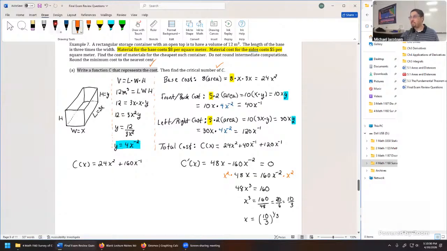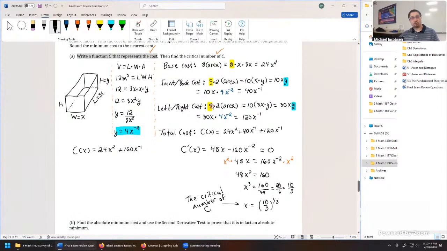We've got the critical number of C. So let's just indicate that this is the critical number of the cost function. You don't necessarily have to say that, but I think that helps organize our thoughts. So we have a cost function here. And one thing we could say is, don't forget that it has a domain. X is bigger than 0.